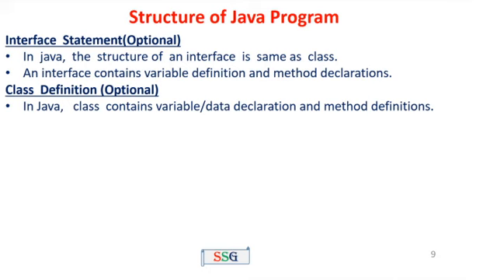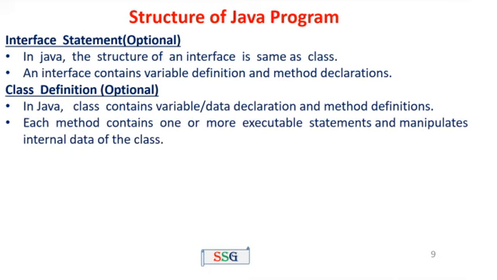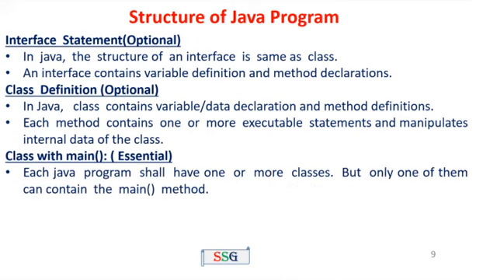In Java, a class contains variables, that is data declaration, and method definition. Each method contains one or more executable statements and manipulates the internal data of the class. The next one, the final one, is the class with the main function. This is the mandatory section. Each Java program shall have one or more classes, but only one of the classes can contain the main method.